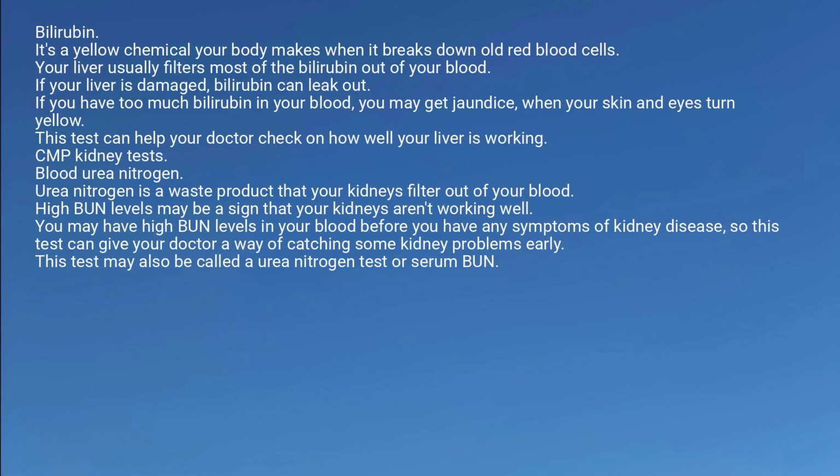Bilirubin. It's a yellow chemical your body makes when it breaks down old red blood cells. Your liver usually filters most of the bilirubin out of your blood. If your liver is damaged, bilirubin can leak out. If you have too much bilirubin in your blood, you may get jaundice, when your skin and eyes turn yellow. This test can help your doctor check on how well your liver is working.